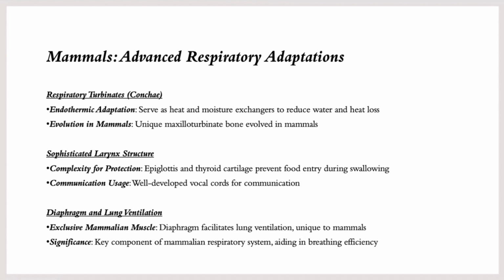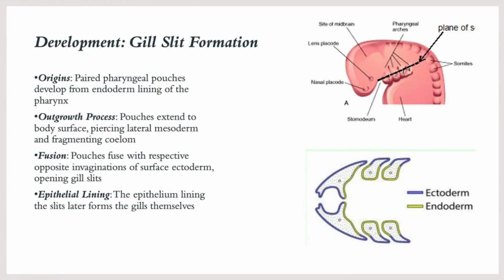Mammals also developed the diaphragm for the first time, and this helped with the lung ventilation and helped in breathing efficiency, basically. Now, the development of the respiratory system. So first, the development of the gills, and then we're going to talk about the development of the lungs. Just bear with me.